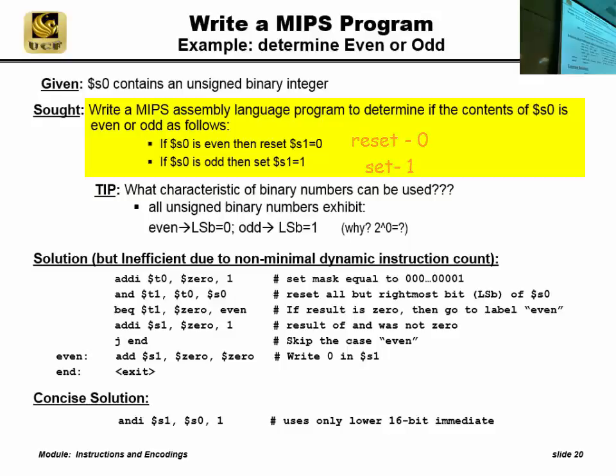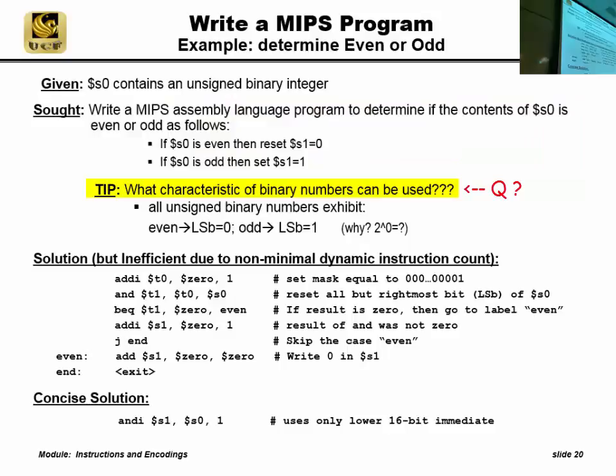So to answer this problem, first you have to think for a second, what's the characteristic of a binary number that tells us if that number is even or odd? Well, think of a decimal number. What tells us if it's even or odd? If it's divisible by 2.